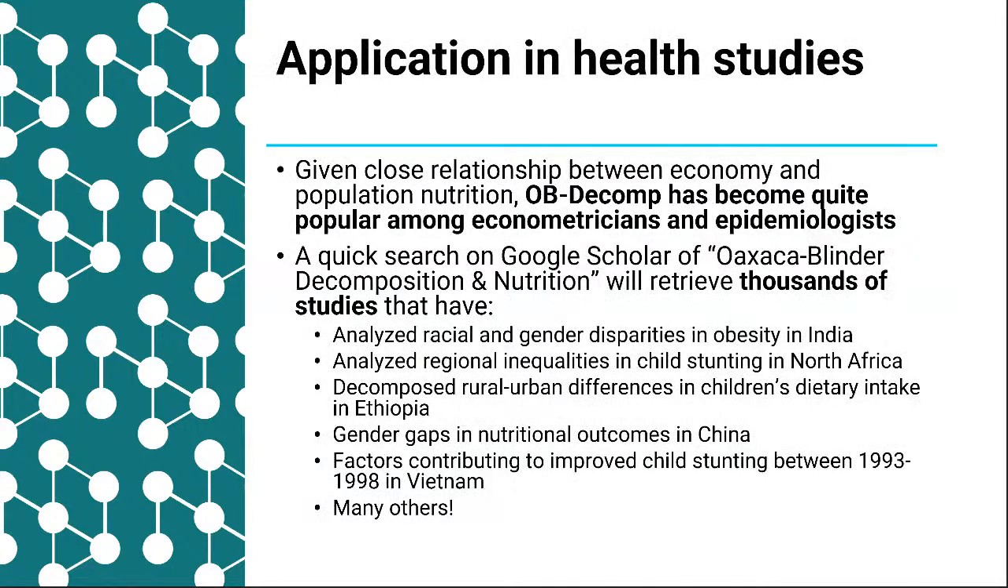Since 1973, this method has become quite popular among econometricians and especially epidemiologists working in nutrition. If you do a quick Google search on Oaxaca-Blinder decomposition in nutrition, you will hit thousands of studies that have used this approach, in various adaptations of it. Some of the studies have looked at racial and gender disparities in obesity in India, regional inequalities in child stunting in North Africa, urban-rural differences in children's dietary intake in Ethiopia, and the list goes on.